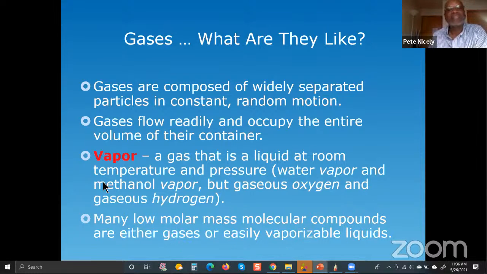What you'll find, going back to the vapor concept, is that low molecular compounds or low molar mass molecular compounds, they exist as either gases or easily vaporizable liquids. So water is an example of that. Methanol is another example of that, all right?